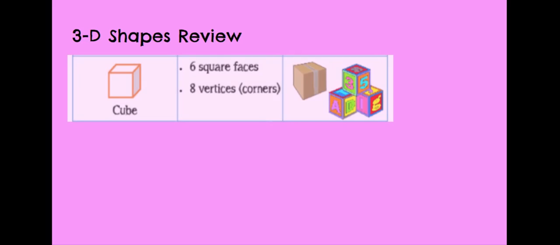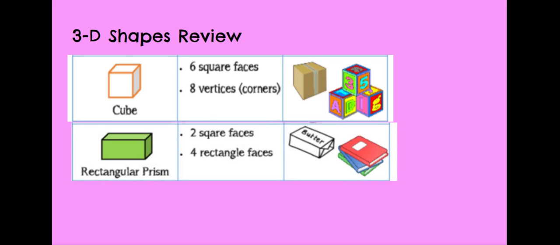Now we're going to take some time to review the 3D shapes we have been going over. First is the cube. It has 6 square faces and 8 vertices or corners. Some real-life examples are boxes and cubes and blocks.